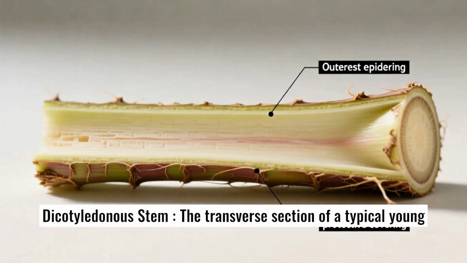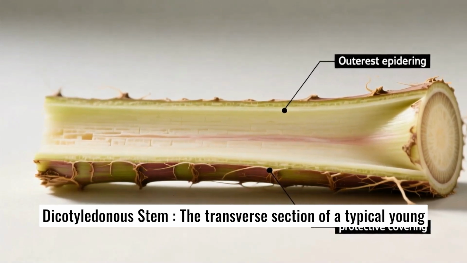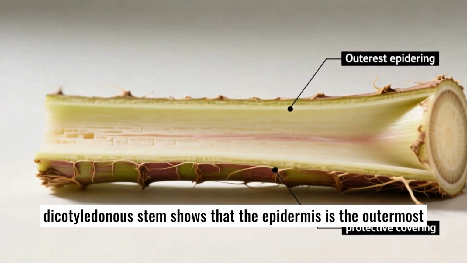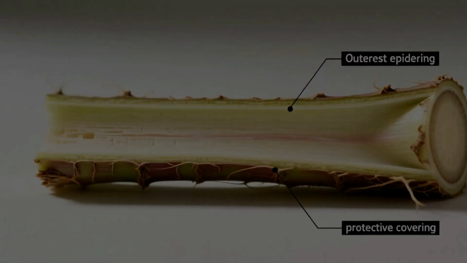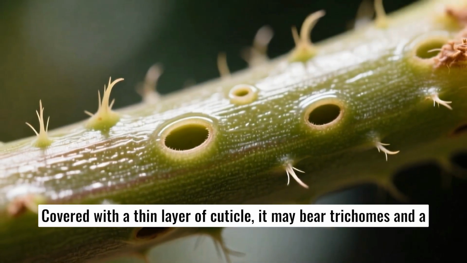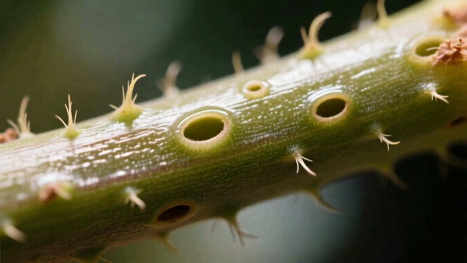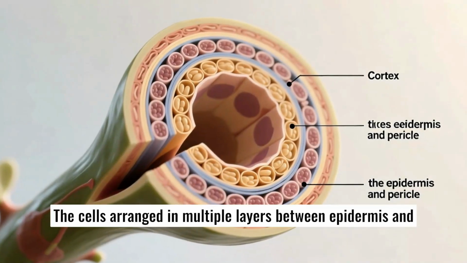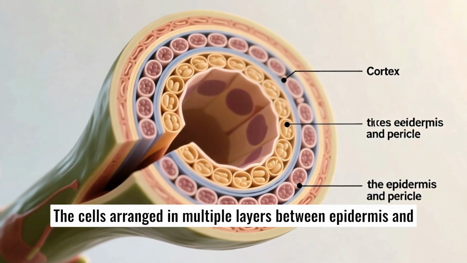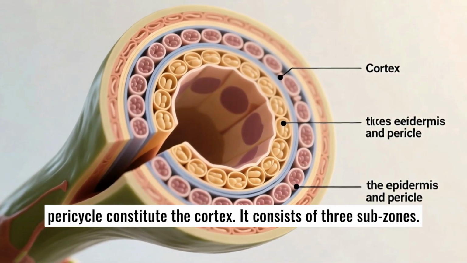Dicotyledonous stem. The transverse section of a typical young dicotyledonous stem shows that the epidermis is the outermost protective layer of the stem. Covered with a thin layer of cuticle, it may bear trichomes and a few stomata. The cells arranged in multiple layers between epidermis and pericycle constitute the cortex. It consists of 3 subzones.